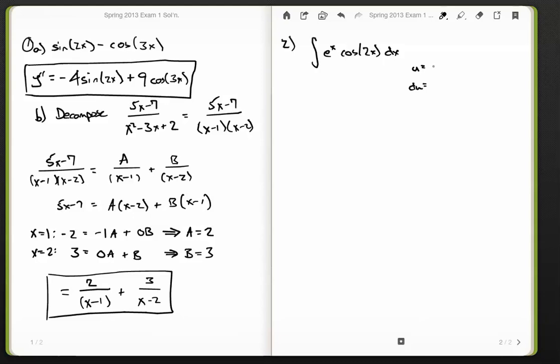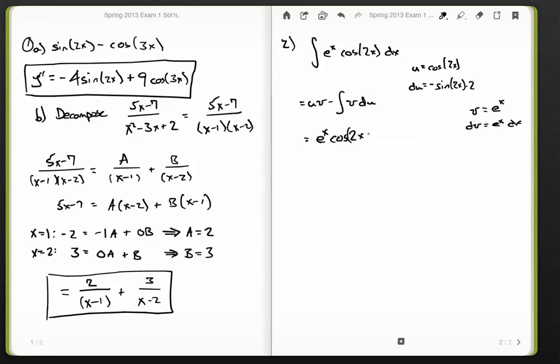I'm going to use cosine of 2x as my u. Cosine of 2x. So that means du equals negative sine of 2x times 2. And then here my dv is going to equal e to the x dx. And then v equals just e to the x. Alright, so now I plug this into uv minus the integral of v du. And I've got, well, u times v is e to the x cosine of 2x again.